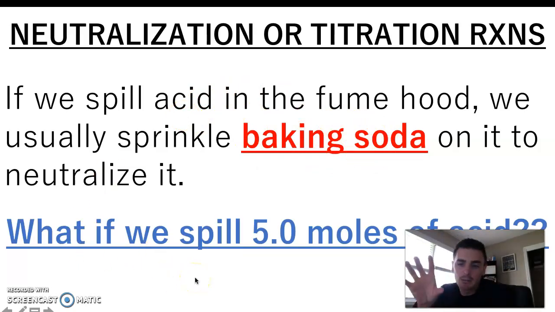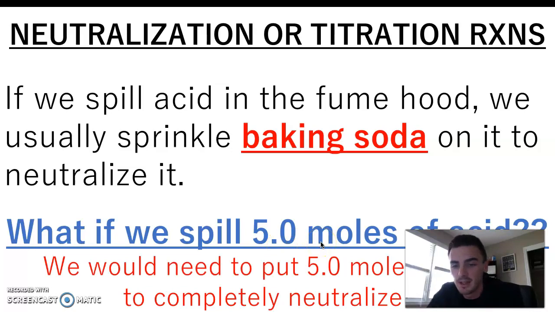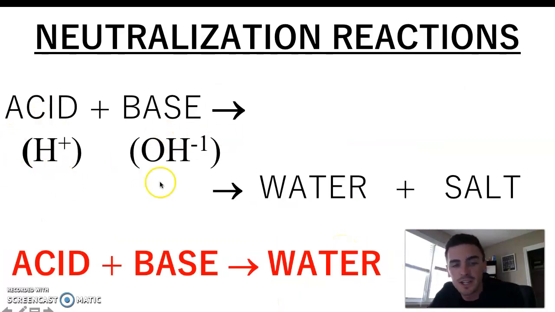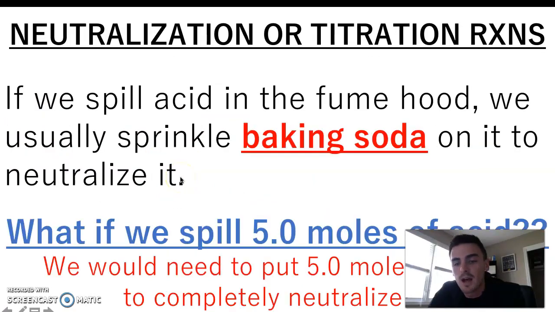A little problem here, this will be one on your homework and one on your quiz: what if we spill 5 moles of acid? What do we need to do to neutralize that? Pretty simply, in order to honor this hydrogen and hydroxide relationship, I would also need 5 moles of base to completely neutralize it. A few of the problems are very basic like that.